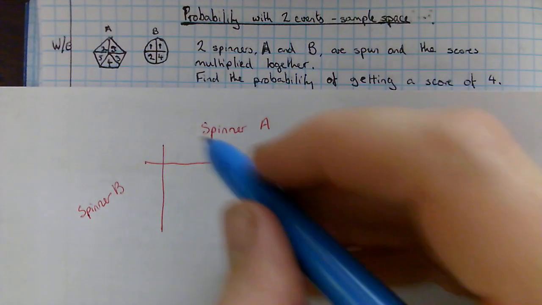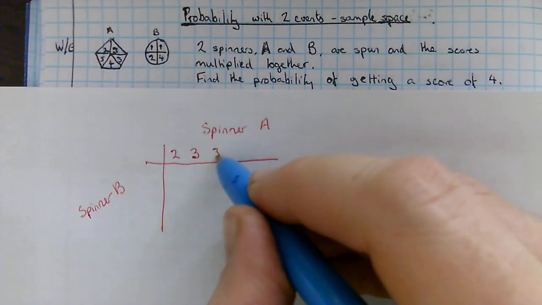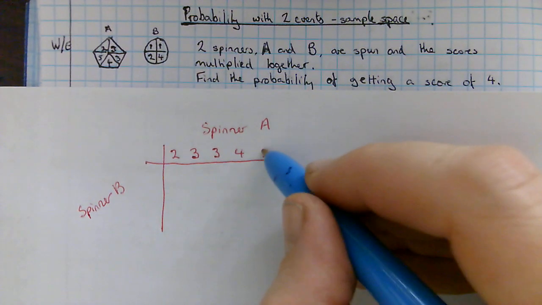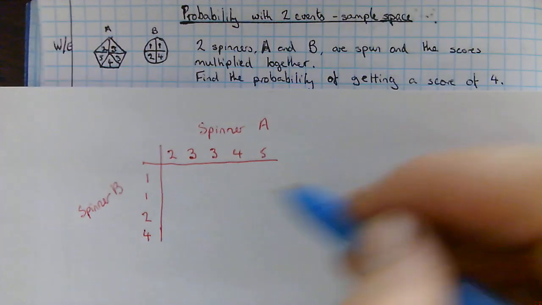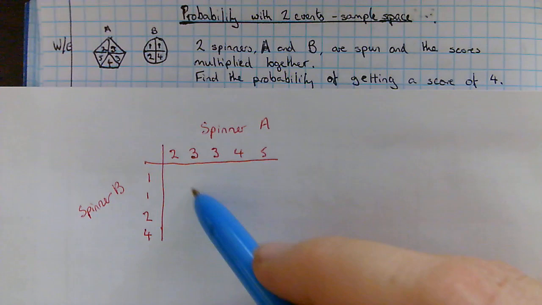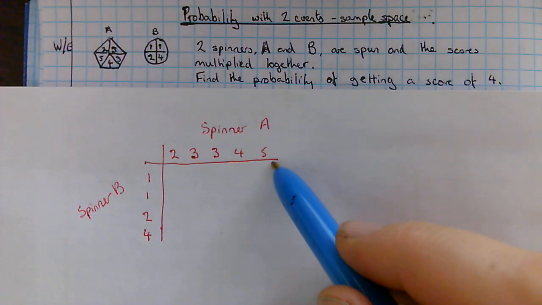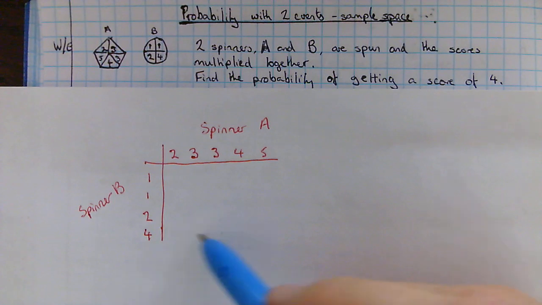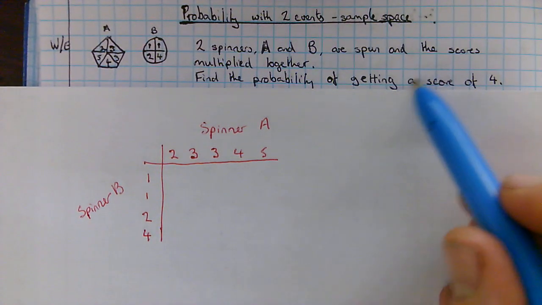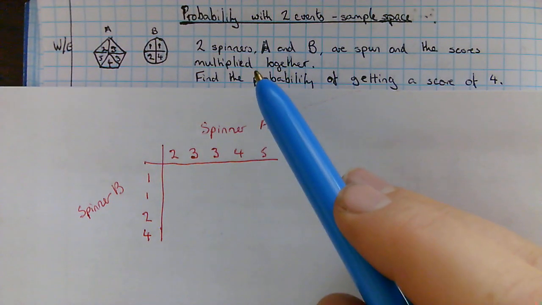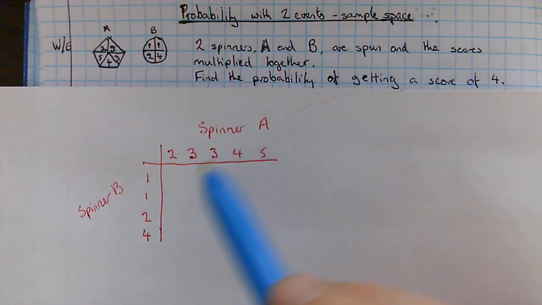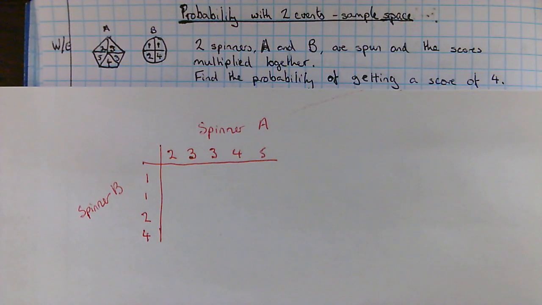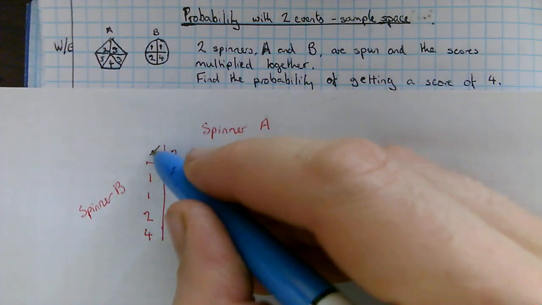So spinner A, I've got 2, 3, 3, 4 and 5, and spinner B I've got 1, 1, 2 and 4. So I should already be able to see that I'm going to have 5 different outcomes from spinner A, 4 different outcomes from spinner B, so there should be 20 different outcomes in total. Now, the scores of the two spinners are multiplied together, and it's asking me for the probability of getting a total score of 4. Well, what I can do then is put in here the result when I multiply these together. So I'm just going to put in here a little multiplication symbol just to remind myself that I'm multiplying.